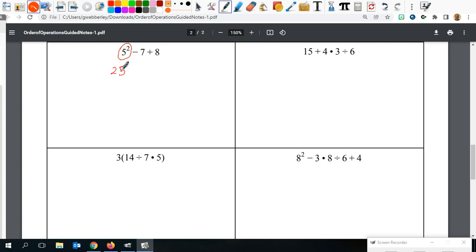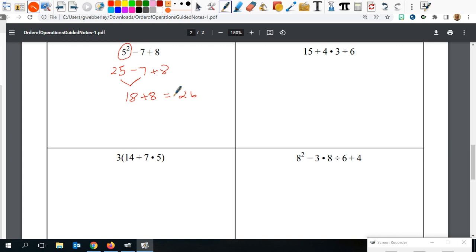Then we have our minus 7 plus 8. And then we can just go left to right here with just subtract and add now. So 25 minus 7 is what number? It's an 18. And an 18 plus an 8, final answer will be 26.